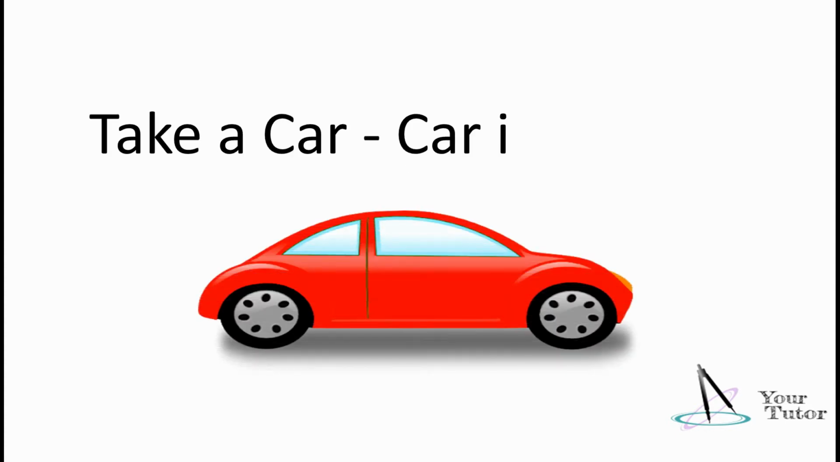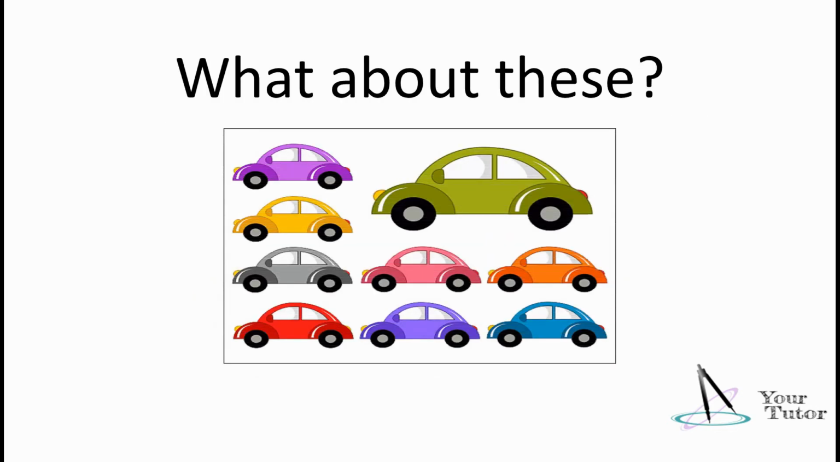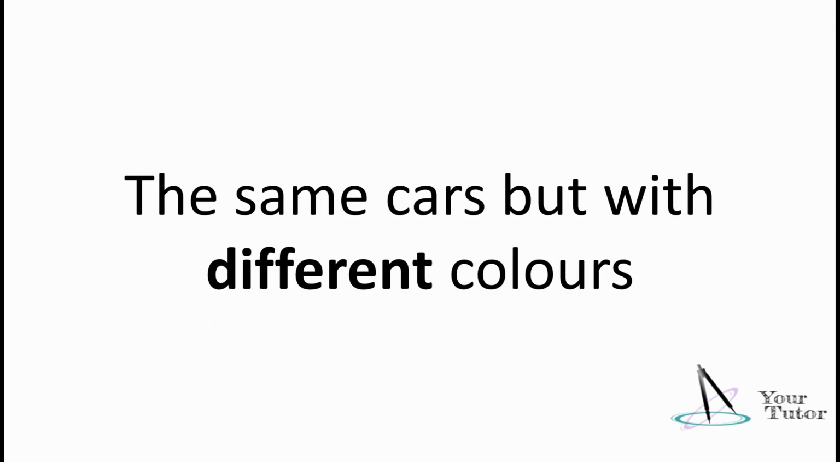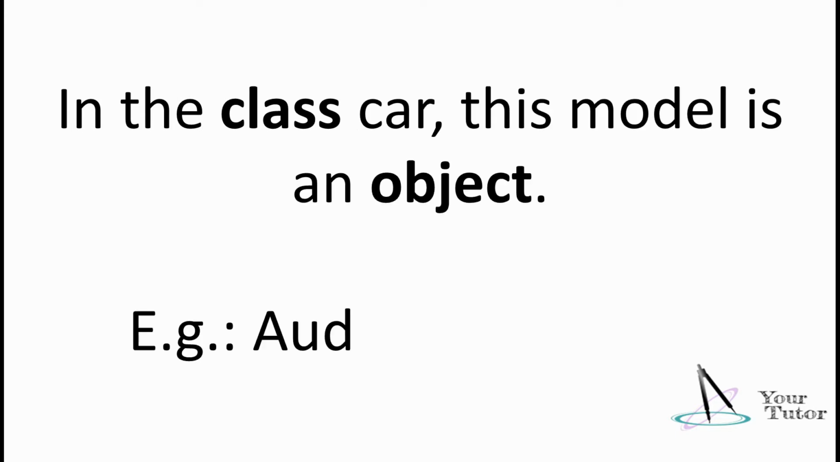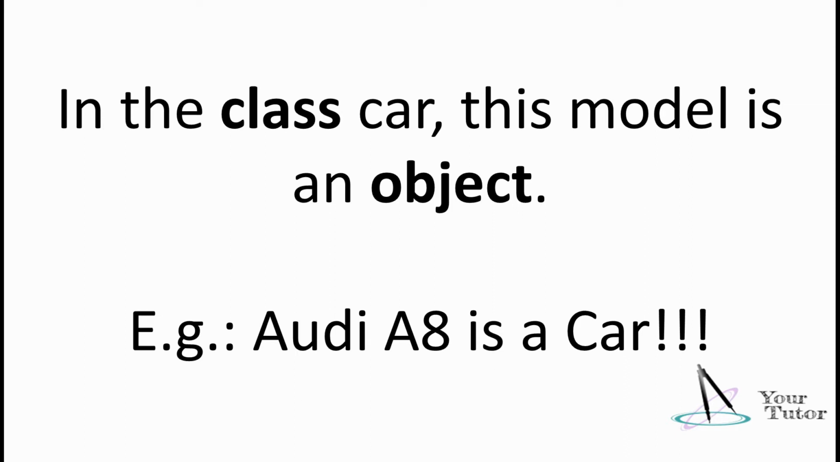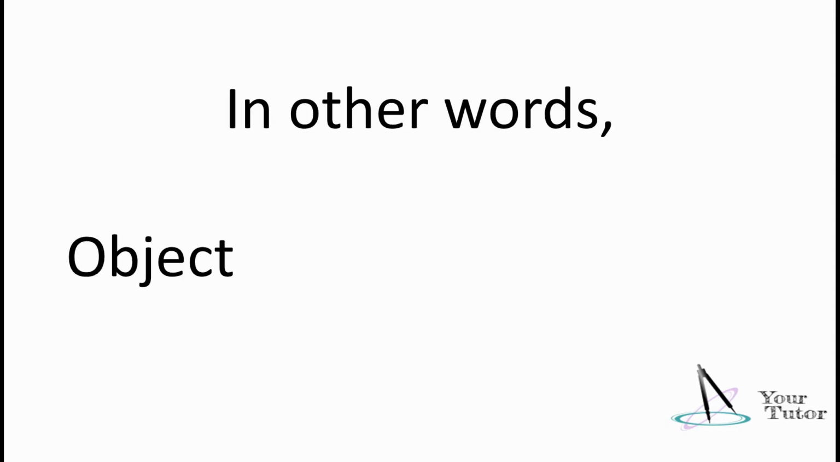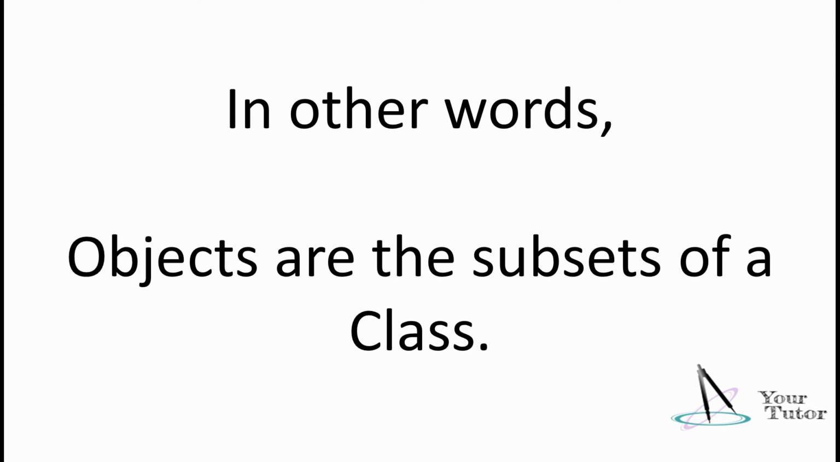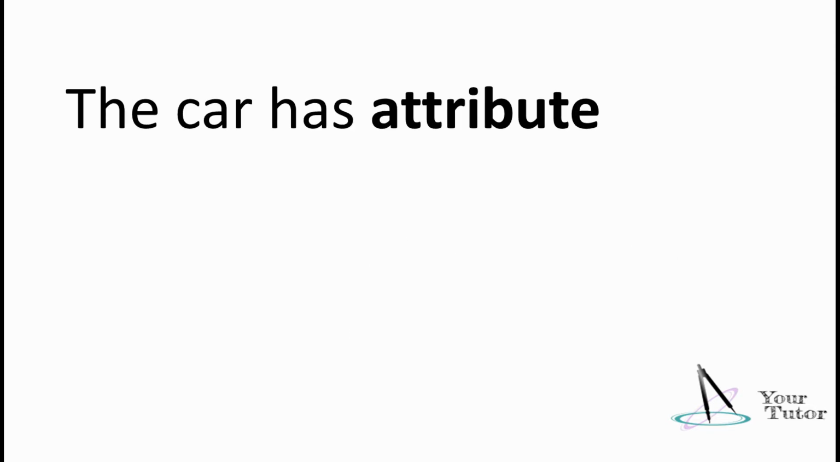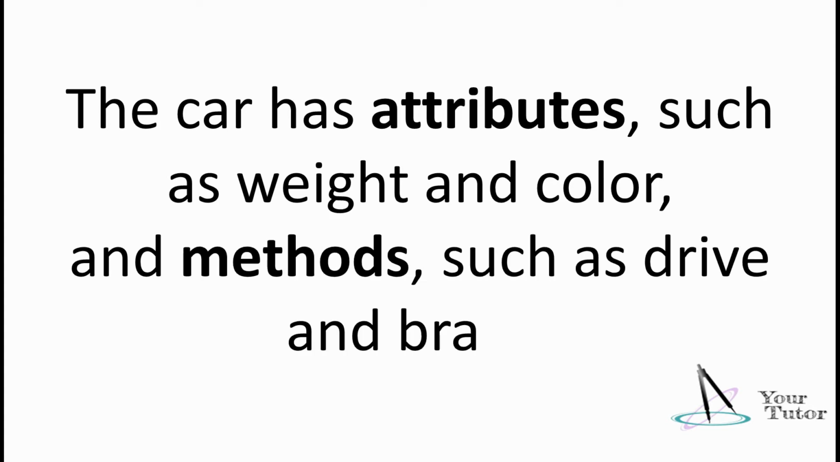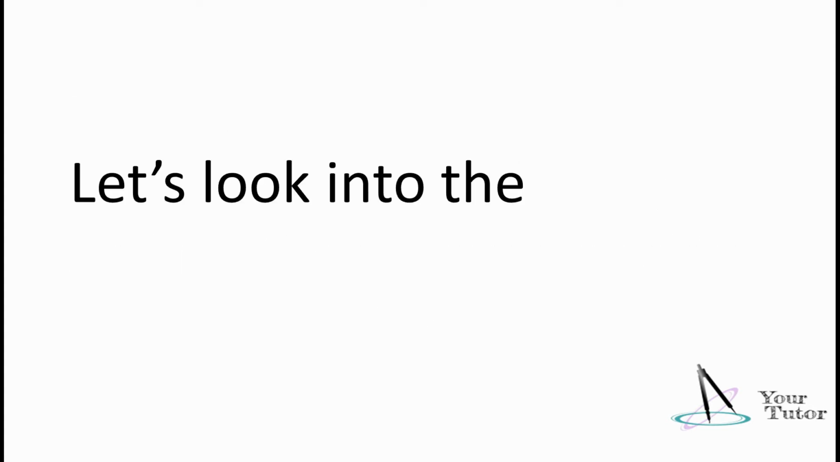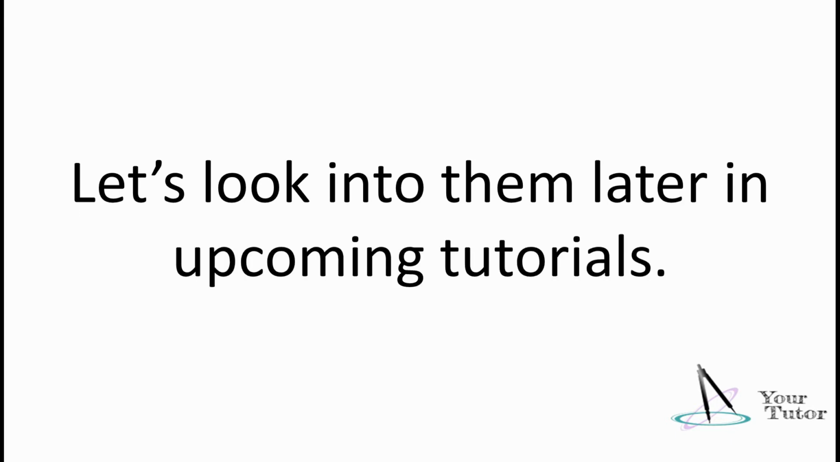To know about class and method, take a car. Here, car is a class. What about these? The same model cars, but with different colors. In the class car, this particular model is an object. For example, the Audi A8 is a car. In other words, objects are the subsets of a class. The car has attributes such as weight and color, and methods such as drive and brake. Let's look into them later in upcoming tutorials.